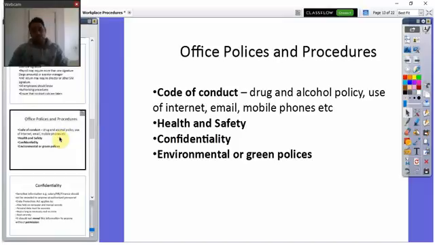Other policies and procedures. Code of conduct: drugs and alcohol policy, and use of internet, email and mobile phones. For example, if you're sitting in the office on Facebook all day, your boss is not going to be very happy. Health and safety: all employees should follow health and safety, report accidents, and keep everyone safe in the business, including visitors, who sign in so that people know how many are in the building when there's a fire. There's a vast amount of health and safety law and procedure, and employees should have basic knowledge of this.